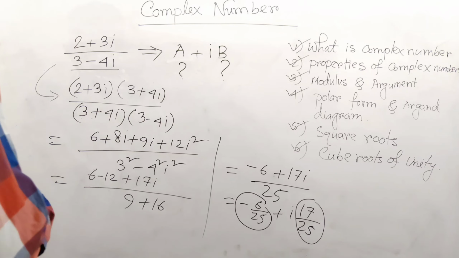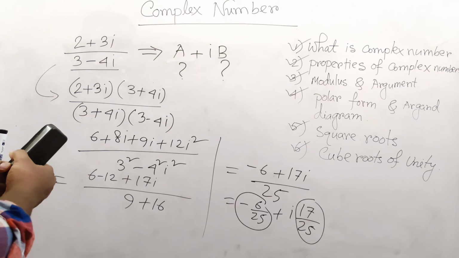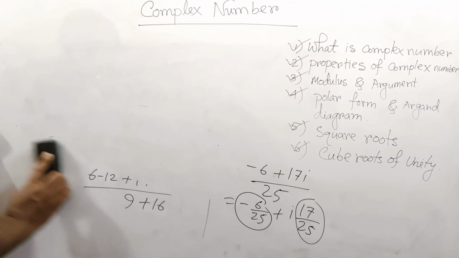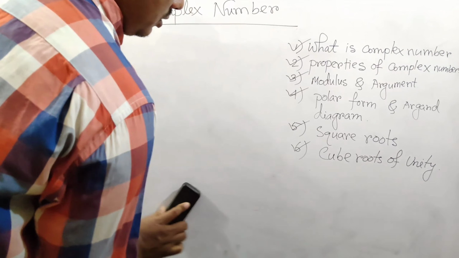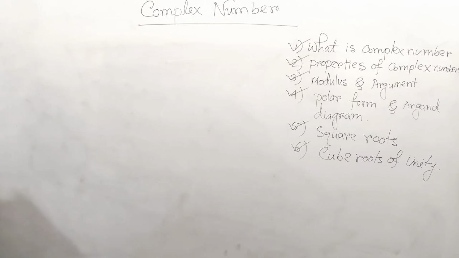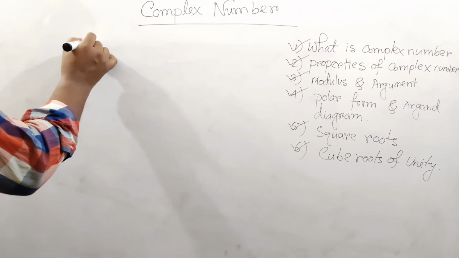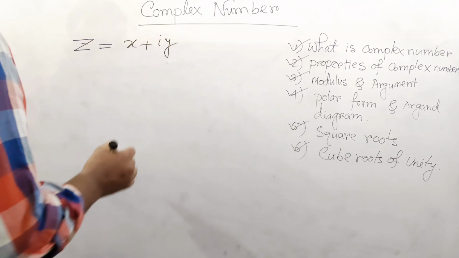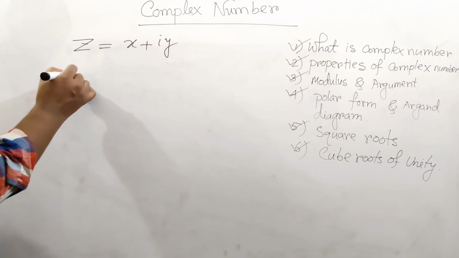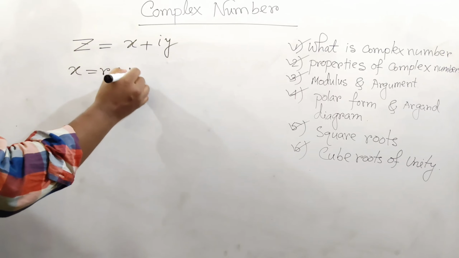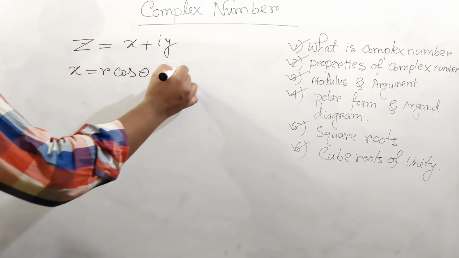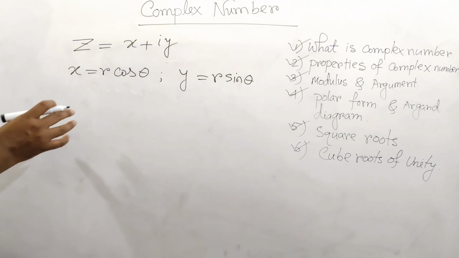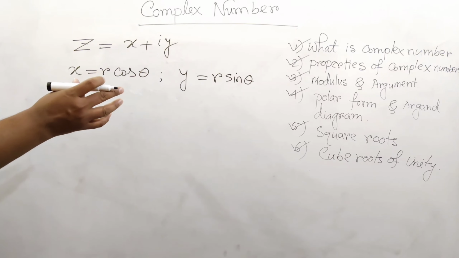Okay, now we will learn what is the modulus and argument of a complex number. So this is very crucial for your exam. Okay, now what is the modulus and argument? Let's say again z is the complex number which is x plus iy. So if we consider here x equal r cos theta and y equal r sin theta, and if we do some calculation here, then we will get the modulus and argument.